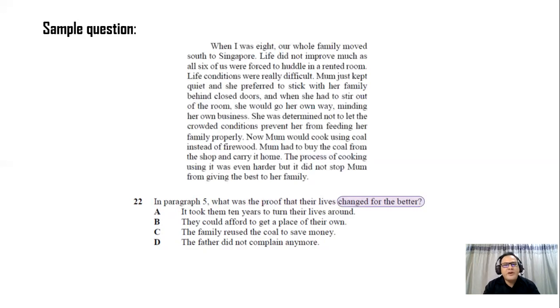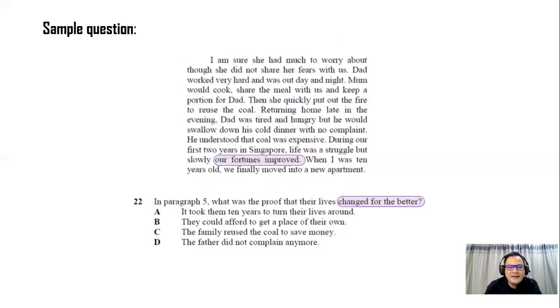Okay, so if we go back to the previous paragraph, we can see that they were forced to huddle in a rented room. The key phrase here is "in a rented room." But in paragraph 5, they finally moved into a new apartment. So from the options given, we can locate the correct answer, which is B: they could afford to get a place on their own. Because previously they were renting, now they move into a new apartment.